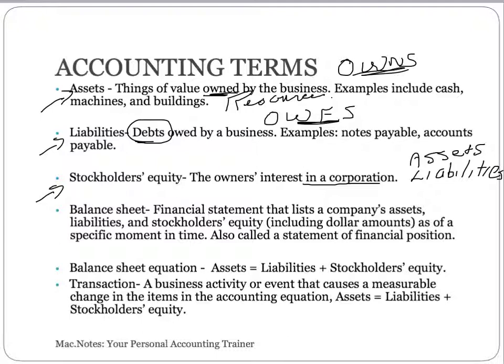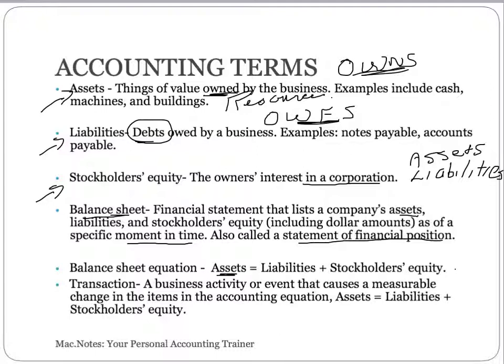And this is all reported in a financial statement called the balance sheet. This lists the company's assets, liabilities, and shareholders' equity at one particular point in time. And we'll talk more about the balance sheet in the next concept video. But as far as the language goes, the balance sheet is also known as a statement of financial position. And the balance sheet equation is as I put up here: total assets are equal to the total liabilities plus the total shareholders' equity.